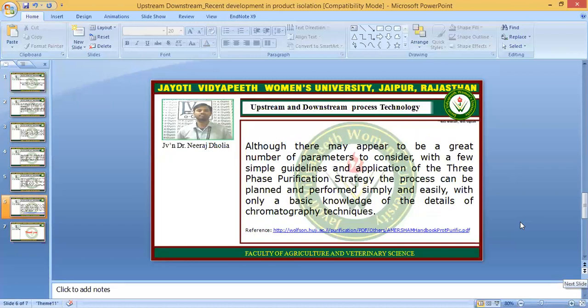So, although there may appear to be a great number of parameters to consider, with a few simple guidelines and application of the three-phase purification strategy, the process can be planned and performed simply and easily with only a basic knowledge of the details of chromatography techniques. So, to achieve good quality, good purity, and efficient isolation of the product, you have to have good knowledge of the various techniques such as chromatographic techniques, so that you can use the perfect technique for the perfect product.